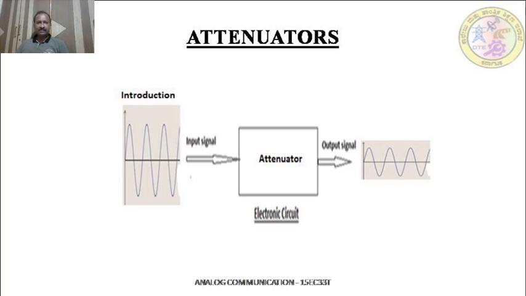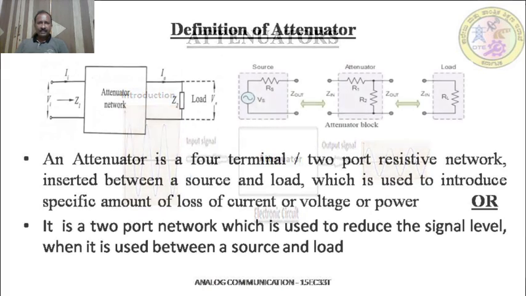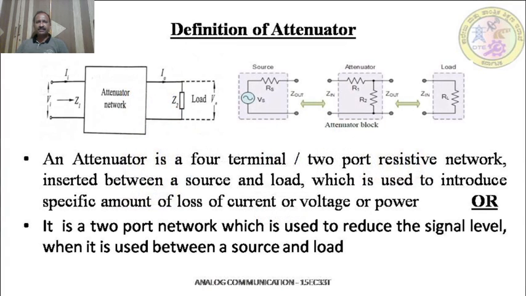Easily you can understand using this circuit, output signal is less than input signal. The signal may be current, voltage or power. Normally attenuation is measured in terms of power. Next, you can see this figure. This figure also indicates where you are going to connect the attenuator. Now you can see this circuit, this is your input connected between two terminals, output is also connected between two terminals. That means a source and load. In between source and load you are connecting the attenuator network. Here also it is shown, source and load. Between source and load you are connecting the attenuator network.